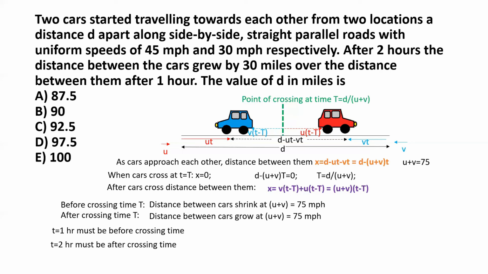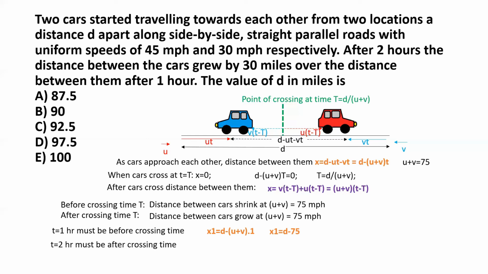Now we can find out what the distance between them was after 1 hour, because we know that 1 hour was before their crossing time. So we go back to that orange equation, x is equal to d minus u plus v multiplied by t. We substitute x1 for x, meaning the distance after 1 hour, and for t we substitute 1. So we have d minus u plus v multiplied by 1, and we know u plus v is 75, so we can write x1 is equal to d minus 75. We still don't know what d is, right? That's something that we're trying to find out.